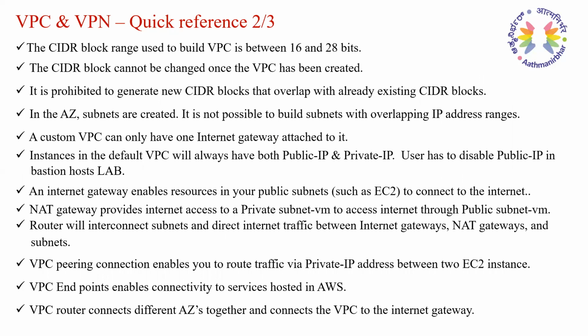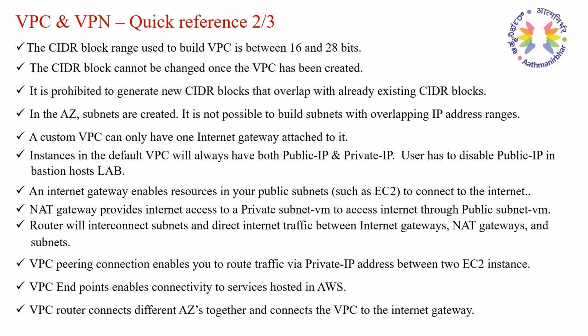There are a few more points regarding the quick reference. The CIDR block range used to build a VPC is between /16 and /28. You remember the /16 and /20 that we have provided? It should be between these numbers only. You can give /16, 17, 18 up to 28. You cannot provide /15 or /29, 30, 31, 32. The CIDR block cannot be changed once the VPC has been created. If you want to increase the network range, you cannot do that. So you should decide very well in advance before creating the CIDR block.